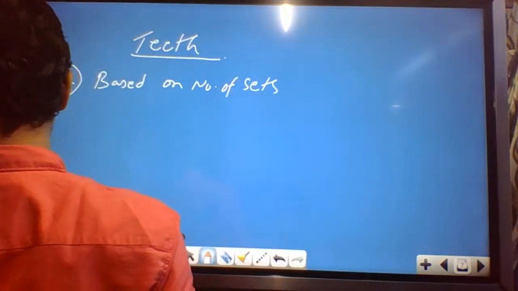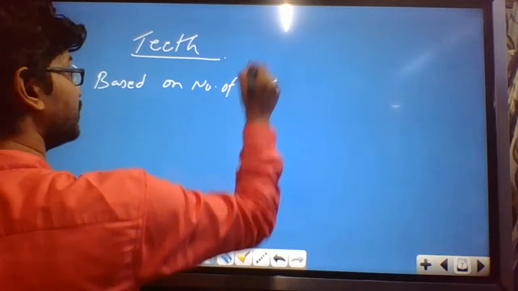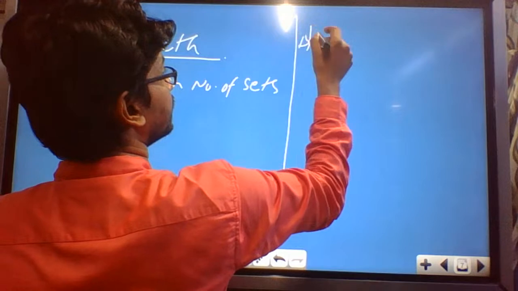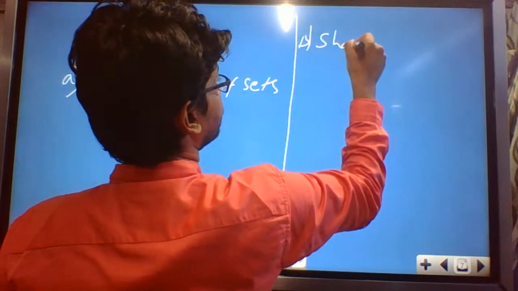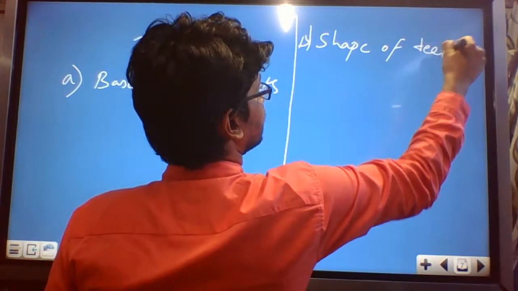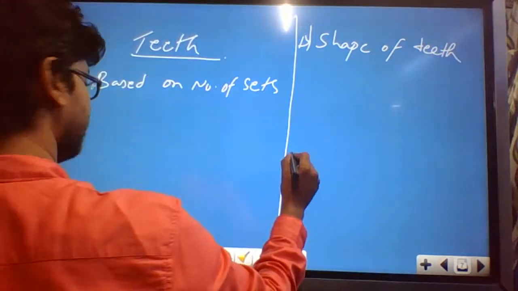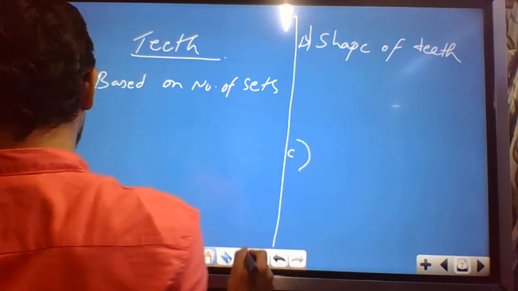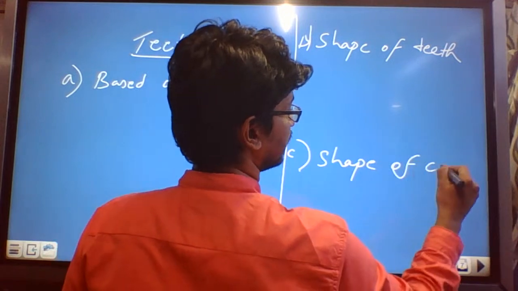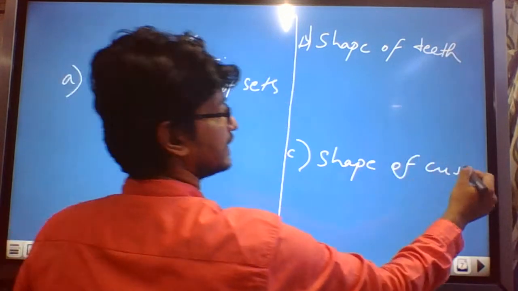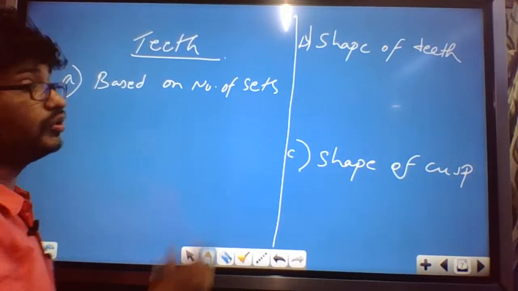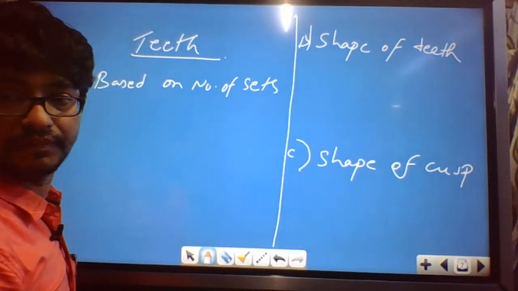Second வந்து based on the shape of the teeth. ஒரு பல்லோட shape வச்சு we can classify. And third one is based on the shape of the cusp. The மூணு type of classification, right, which will be beneficial for you to classify. Teeth பல்ல இந்த மூணு வகையில we can categorize or classify பண்ணலாம், ரைட்டா?